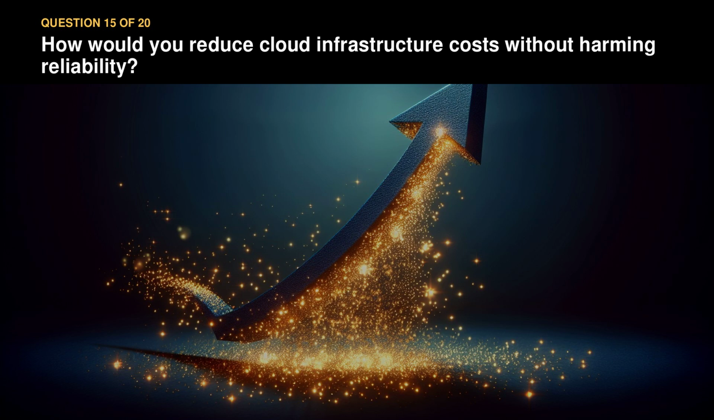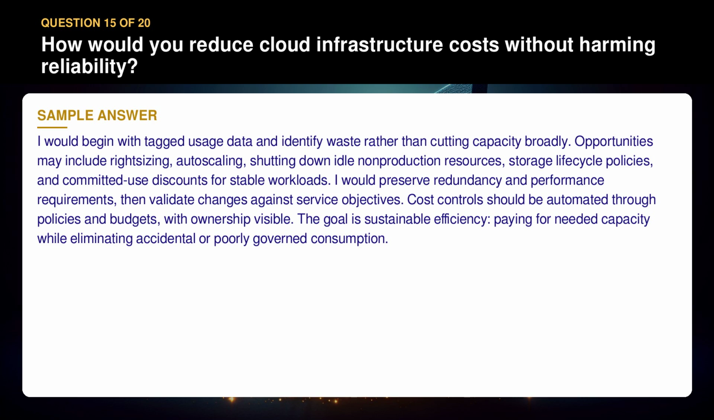Question 15. How would you reduce cloud infrastructure costs without harming reliability? I would begin with tagged usage data and identify waste rather than cutting capacity broadly. Opportunities may include right-sizing, auto-scaling, shutting down idle non-production resources, storage lifecycle policies, and committed use discounts for stable workloads. I would preserve redundancy and performance requirements, then validate changes against service objectives.